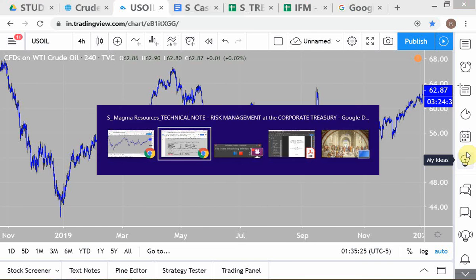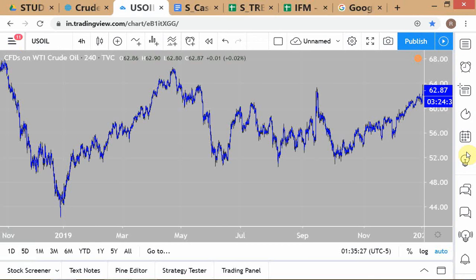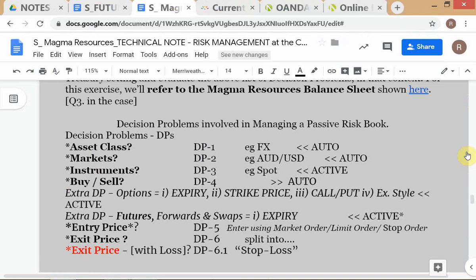So what's our decision problem? What we saw is that their bias as to buy or sell is automatically decided, because if they're airlines, what is their underlying position with respect to crude oil? Long or short? Yes, Surbhi? If I'm an airline, what is my underlying position with respect to crude oil? Short. Why?